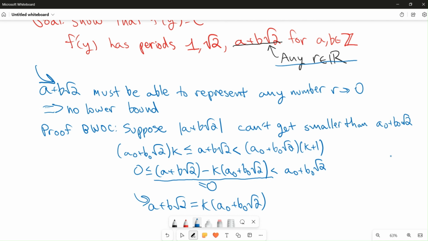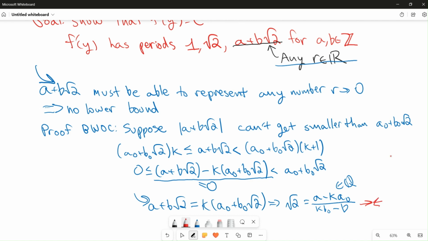But now an interesting thing happens. If we rearrange this to isolate the root 2, we get this equation right here. So root 2 equals a minus k a naught over k b naught minus b. But a naught, b naught, b, and k are all integers. Therefore, this side right here is a rational number, right? This is rational. Root 2 is irrational. Therefore, this is a contradiction.